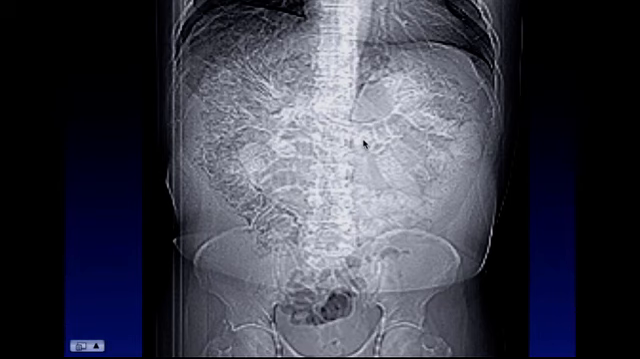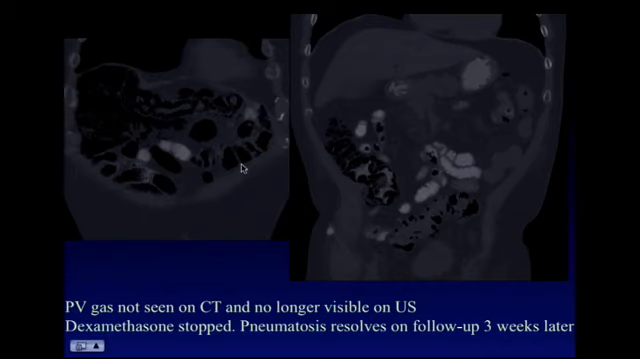In fact, this topogram confirms that, diffuse pneumatosis. And here on these coronal recons with a bone window, it really brings out this extensive air within the wall of his colon. At this point, there was no portal venous gas seen on the CT. We re-looked at him again at this point with ultrasound, and it was completely gone.